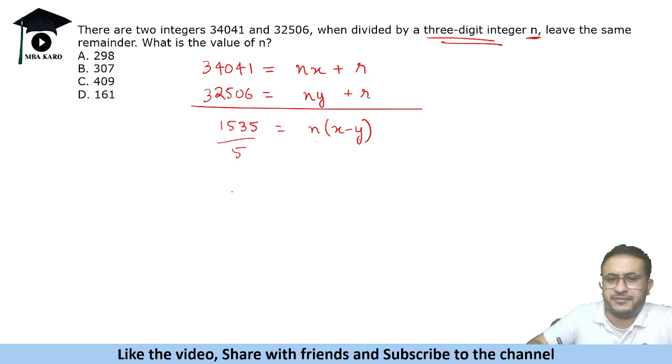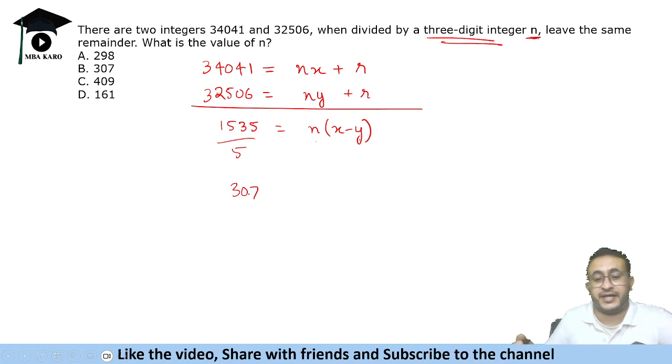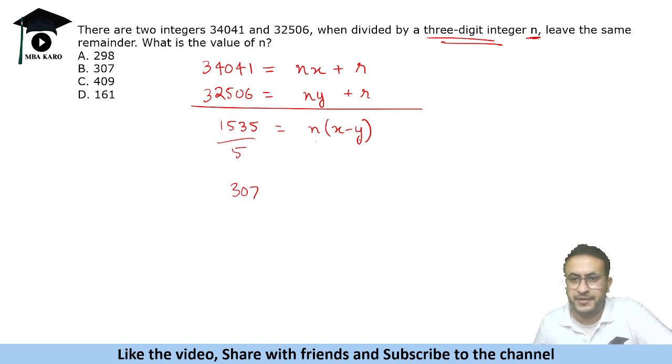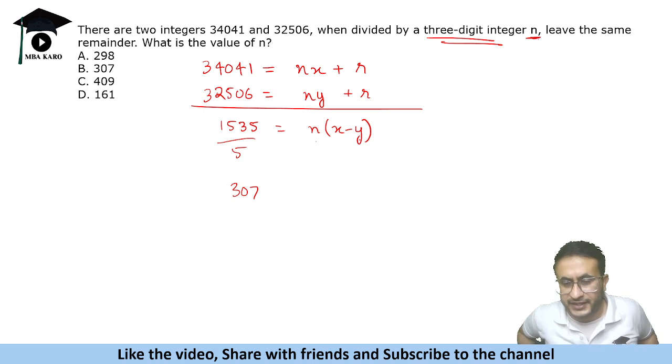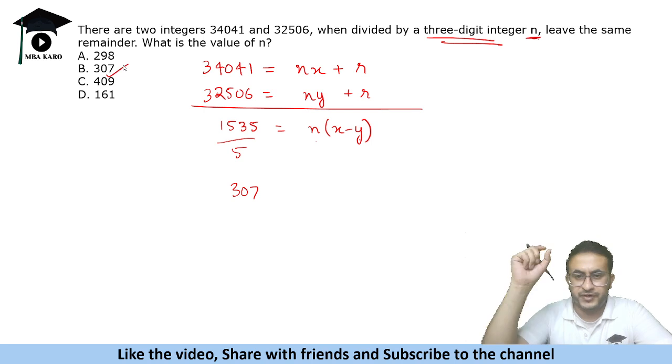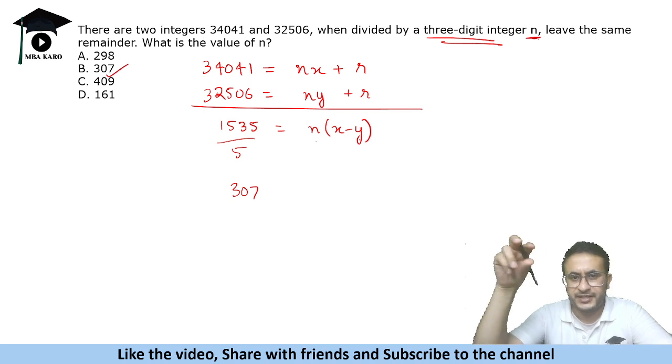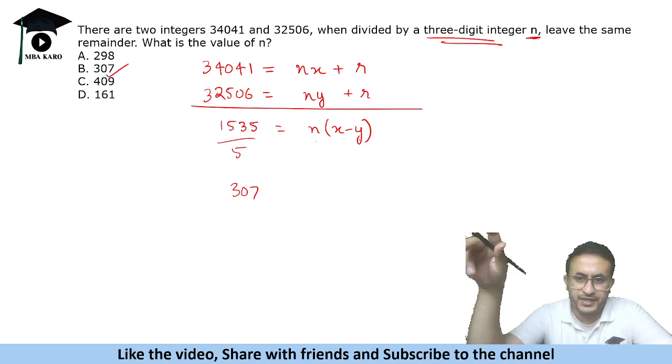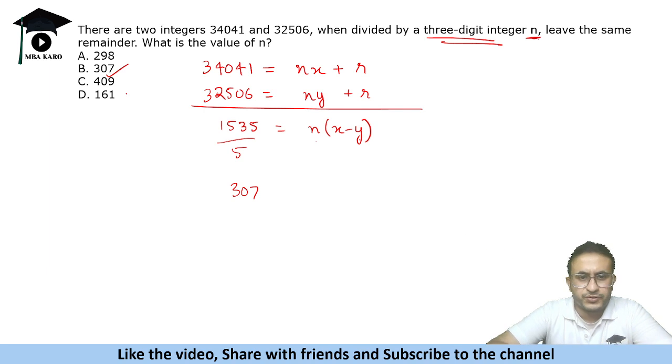If you see, 1535 divided by 5 is 307, and in fact, 307 is a prime number. So you will not get any other three-digit number. So the answer to this question is simply 307. Find the difference and take a factor of that number as the answer. So 307 is the right answer.